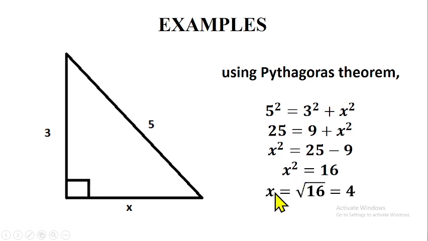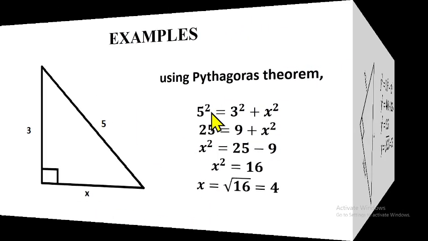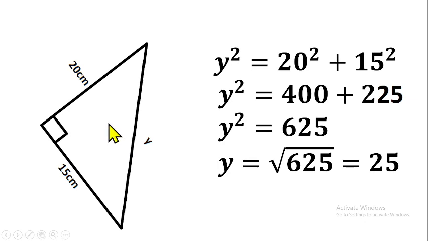Then our aim is to find x, not x squared. So how do you find x? You can find the square root of both sides. So the square root of x squared will give us x. Then the square root of 16 will give us 4. So that means this side of this triangle is 4. So that is possible because we are able to apply the Pythagoras theorem to find the side of this triangle. So let's see another question that could challenge us a little bit.